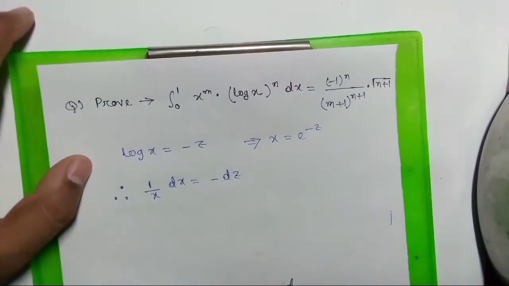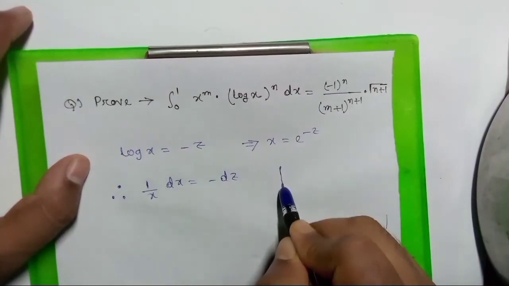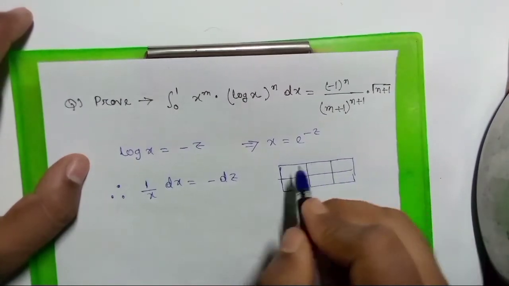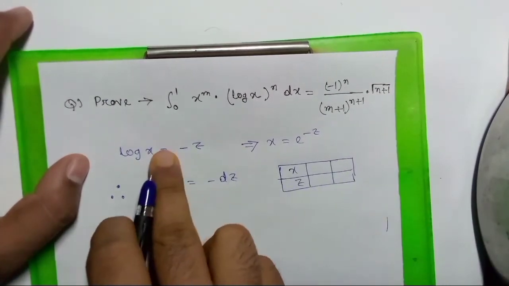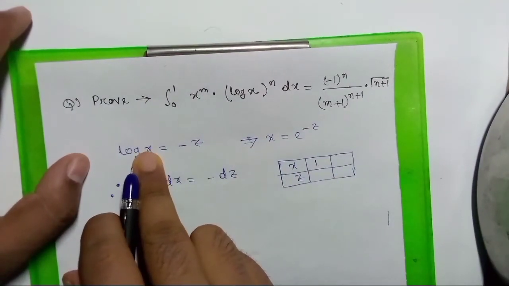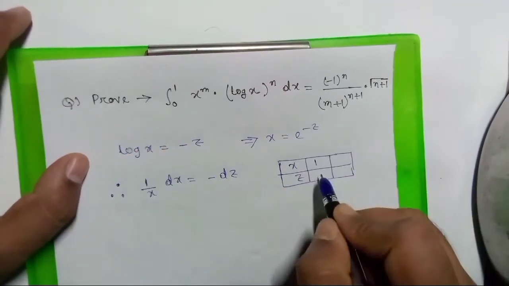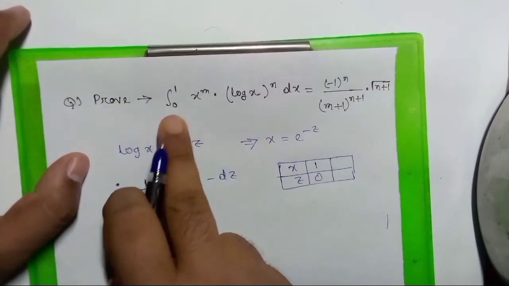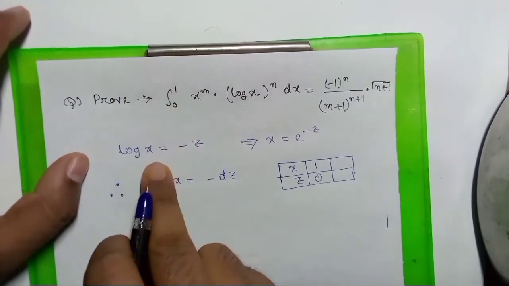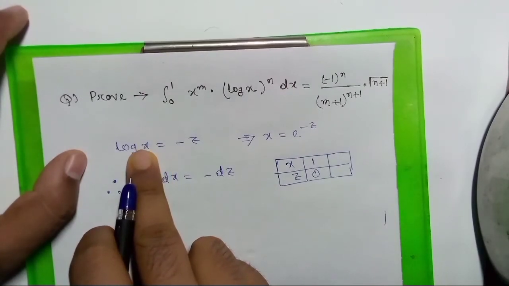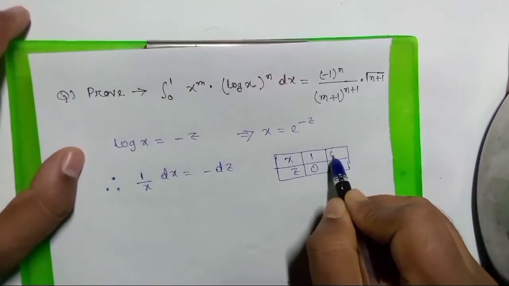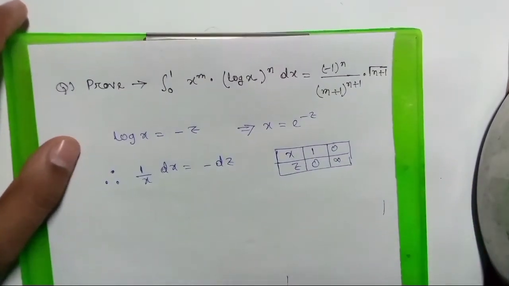And the limit should be, here the variables are x and z. If we put our upper limit x is equals to 1, then log 1 is 0, so this will be 0. And if we put x is equals to 0, then log 0 is undefined, so when x is equals to 0, it will be infinity.